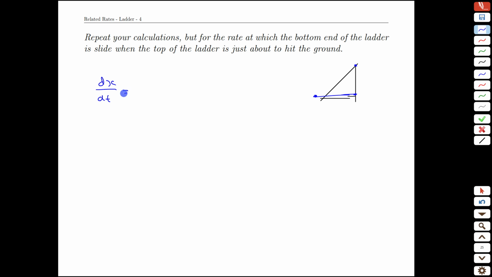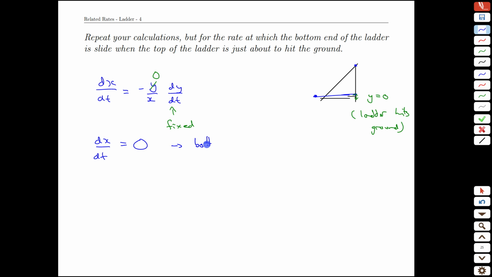We have dx/dt is negative y over x times dy/dt. This is fixed. And the case that we're interested in here is when y is equal to 0. That's when the ladder hits the ground. Well, if we put y equals 0 into here at that one instant, it doesn't even matter what x is, we're going to get 0. dx/dt is going to be 0, or the bottom of the ladder does not move.